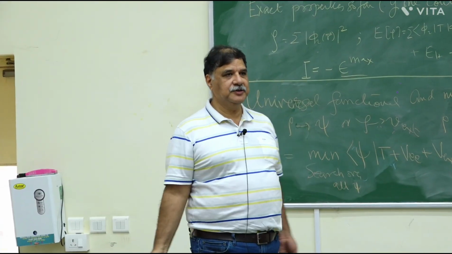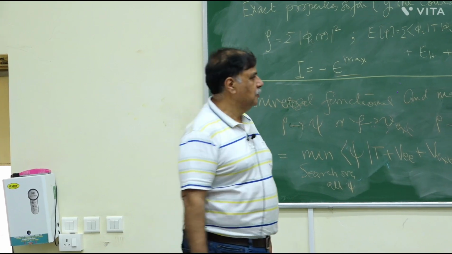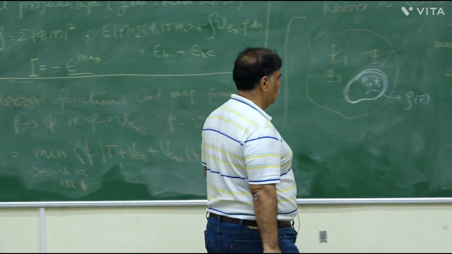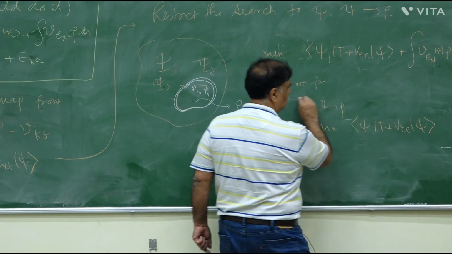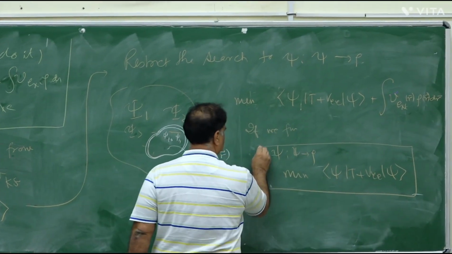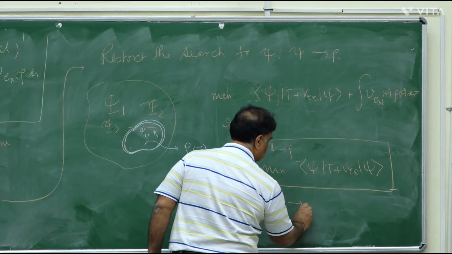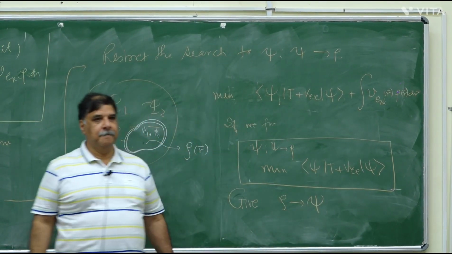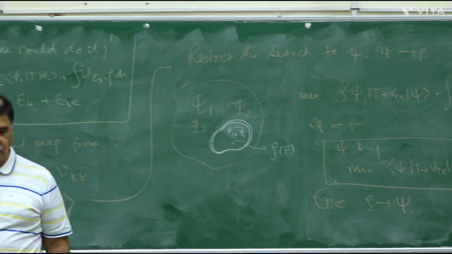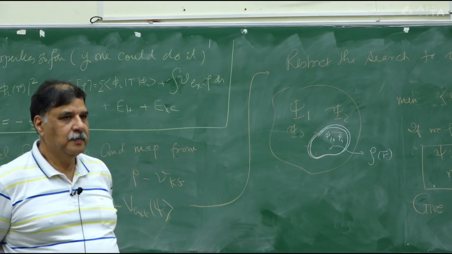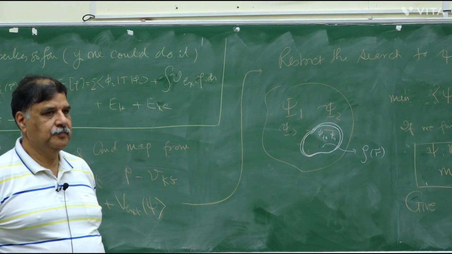So that's the minimum possible energy. Second term is constant. So gives from rho. Yes. So what do you specifically mean when you say look for only those sides which give us rho?